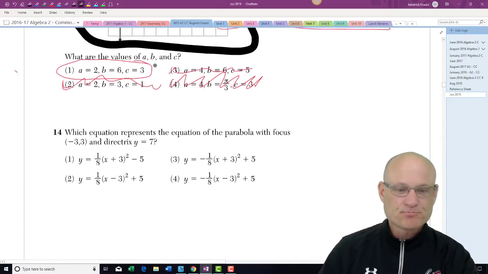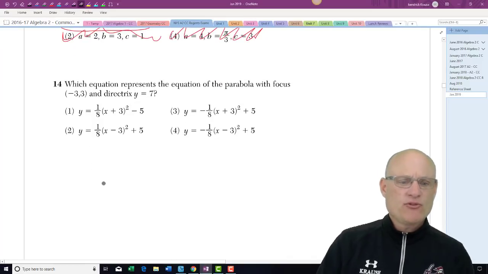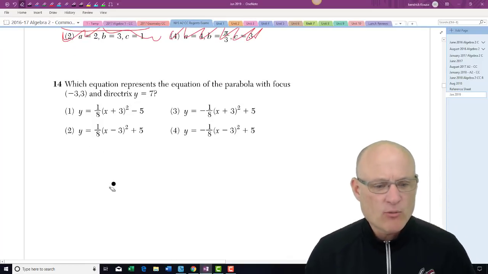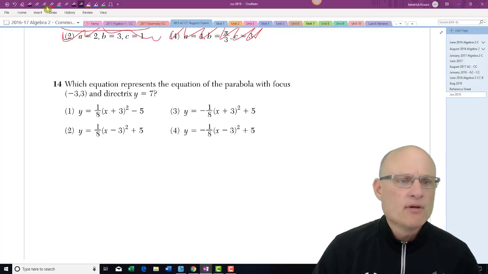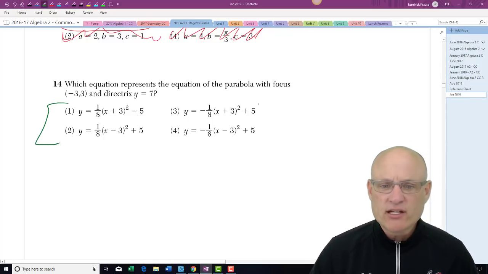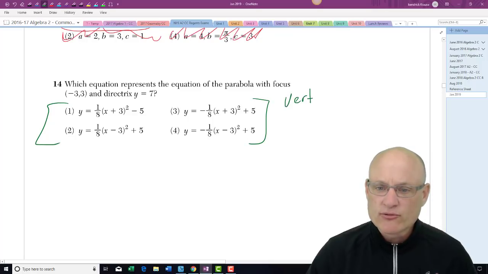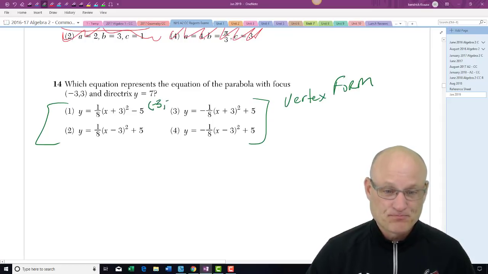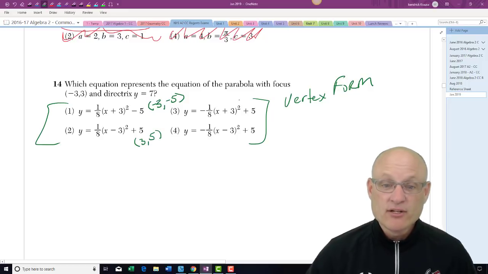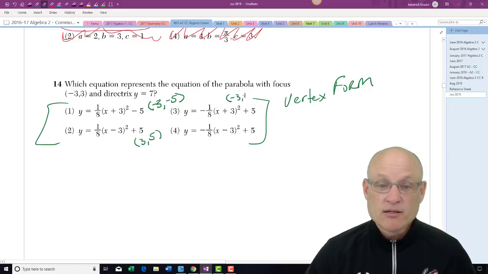All right, moving on. I'm going to show you the right way to do this problem and then the wrong way to do the problem. All of these are in what's called vertex form. So I'm going to go through and write the vertex next to every one of them. The vertex here is negative 3, negative 5. If you don't remember this, see if you can figure out how I'm getting these. The vertex here is positive 3, positive 5. The vertex here is negative 3, positive 5. And the vertex here is positive 3, positive 5.